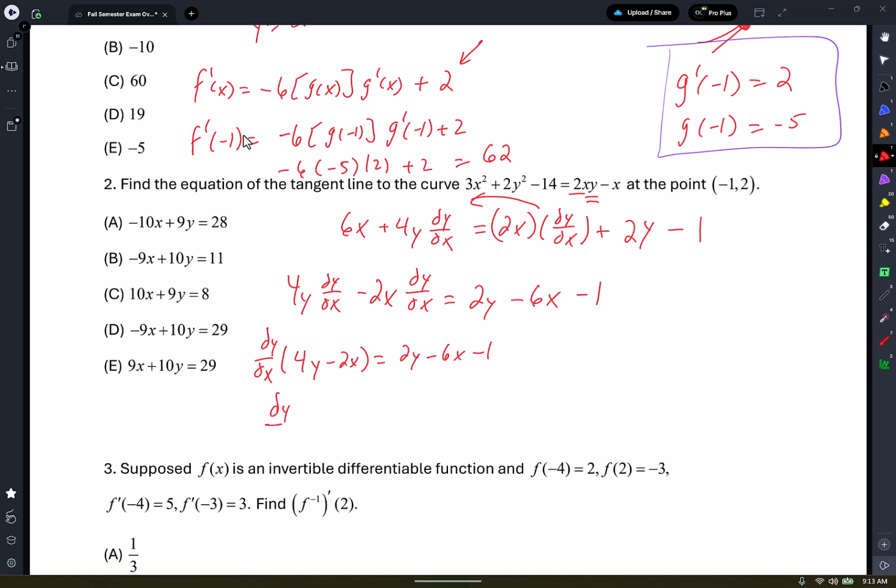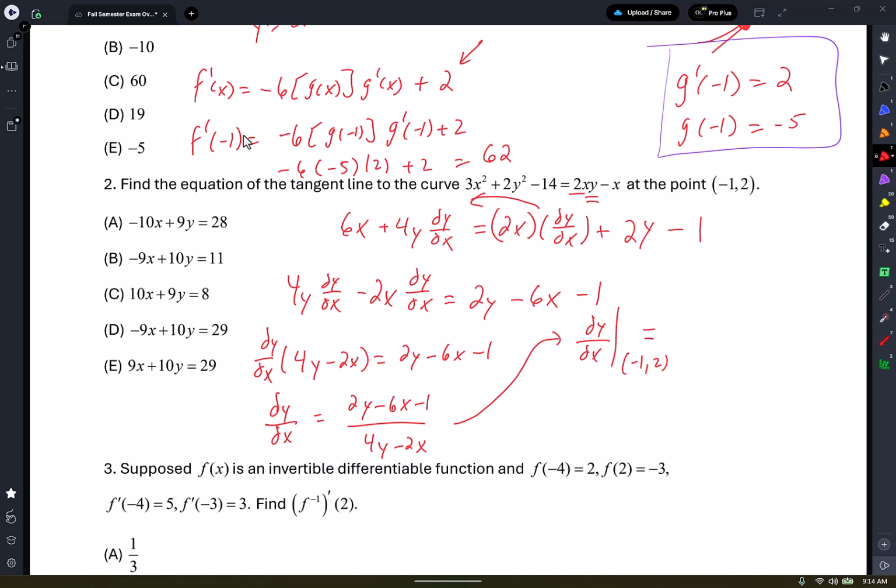Perfect. Then you're going to divide to get the dy/dx by itself: (2y minus 6x minus 1) over (4y minus 2x). And then some of you, which is fine for now, I gave you full credit. Some of you continued there and then you just put the numbers. I would like for you to do a new line, but it's okay if you did it here. Start a new line. Just go dy/dx evaluated at (-1, 2) equals.